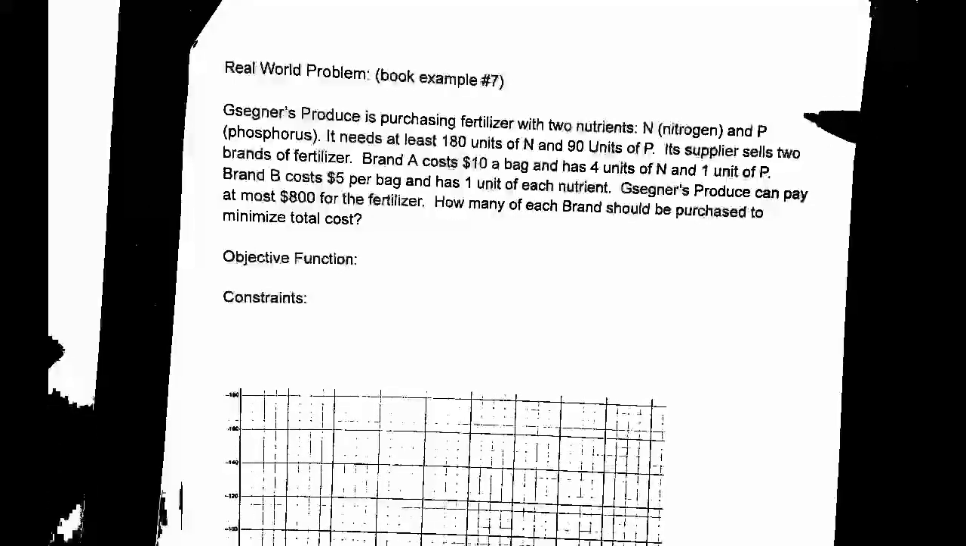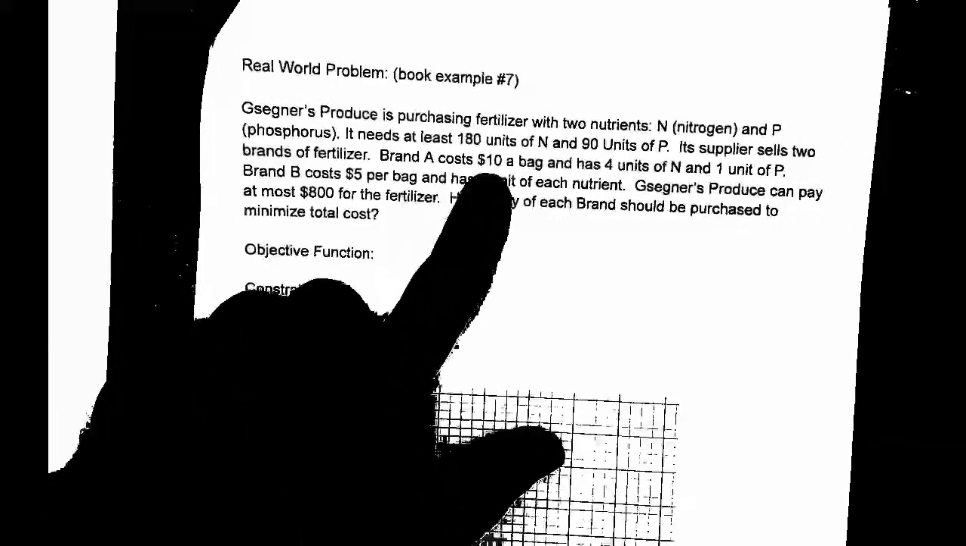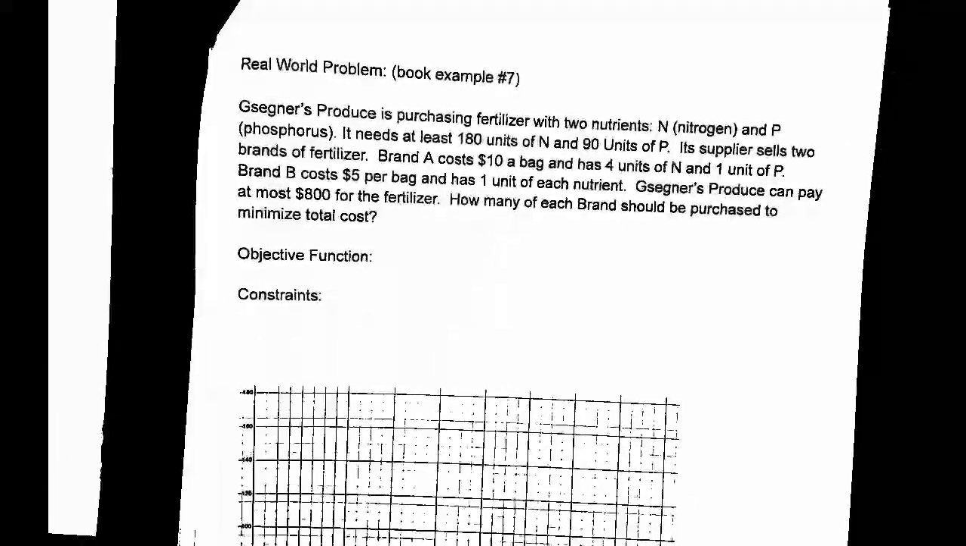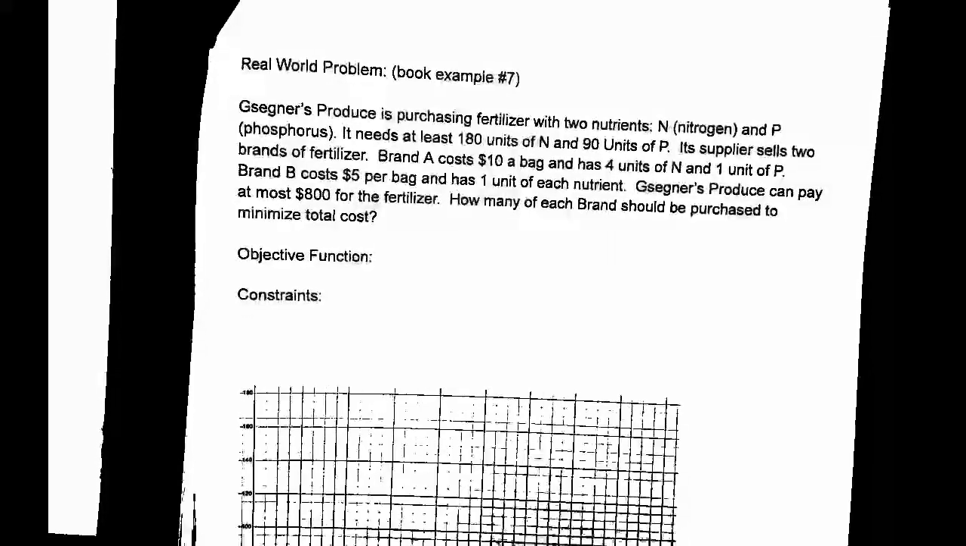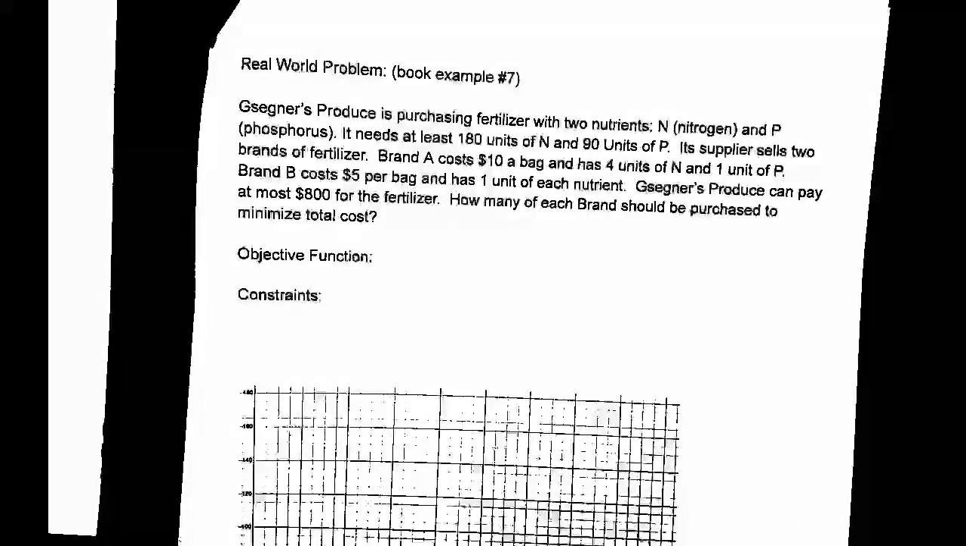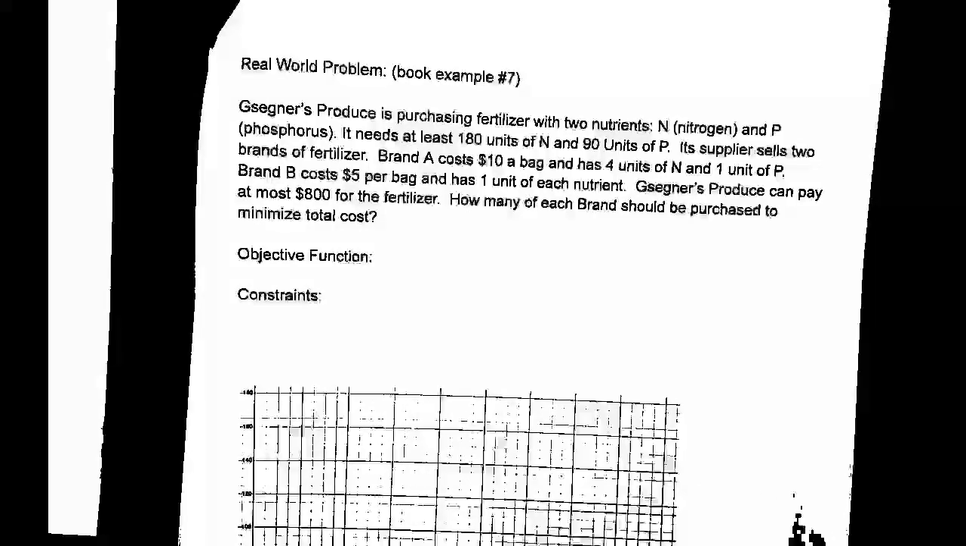Its supplier sells 2 brands of fertilizer. Brand A costs $10 a bag and has 4 units of N and 1 unit of P. Brand B costs $5 per bag and has 1 unit of each nutrient. Senior's Produce can pay at most $800 for the fertilizer. How many of each brand should be purchased to minimize total cost?